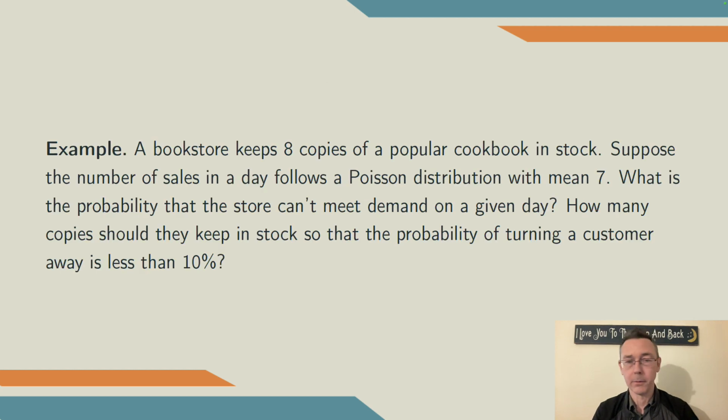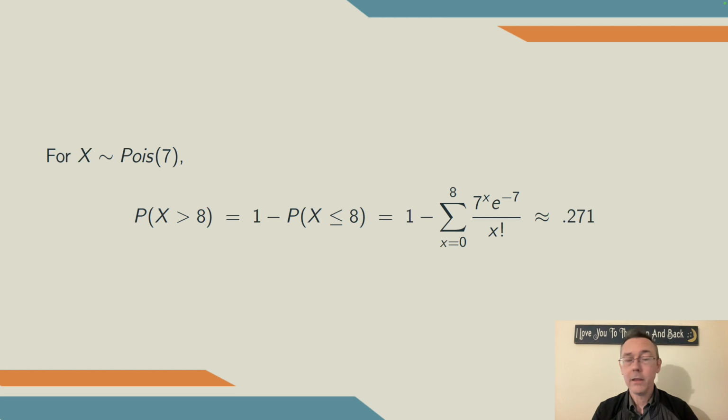Let's do another example. A bookstore keeps 8 copies of a popular cookbook in stock. Suppose the number of sales in a day follows a Poisson distribution with mean 7. What's the probability that the store can't meet the demand on a given day? How many copies should they keep in stock so that the probability of turning a customer away is less than 10%? In this case, we are going to let x model the number of sales that we have in that day, and so x is going to have a Poisson distribution with parameter lambda equals 7.